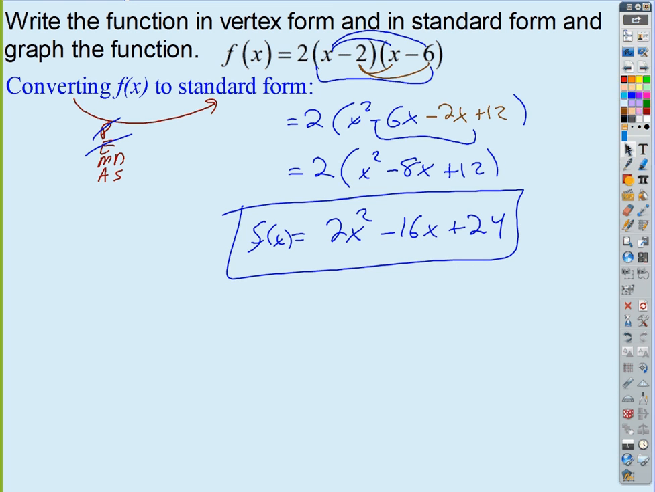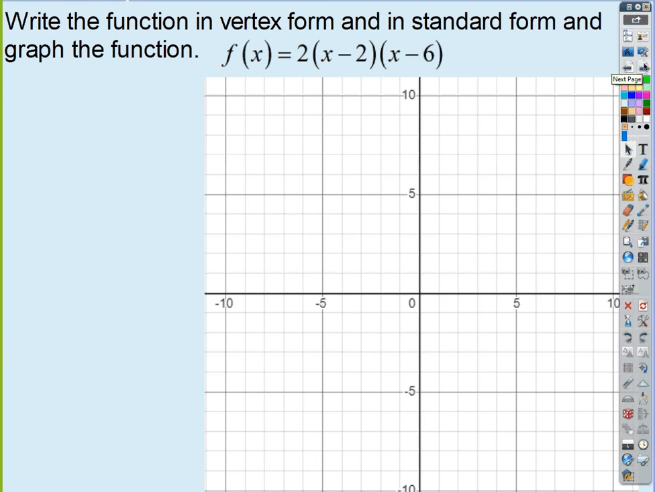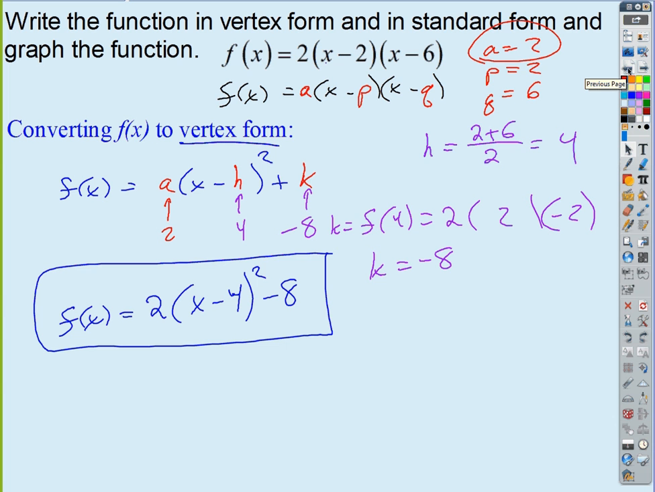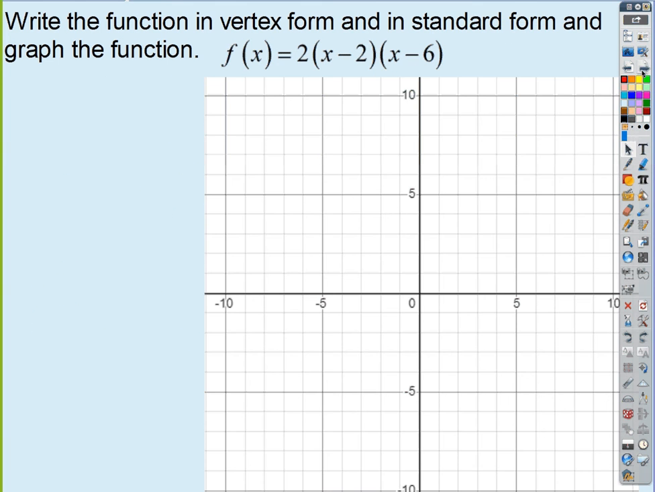All right, so what if we want to convert that to vertex form? Didn't we do that? Oh, now we're just graphing it. Okay, well, graphing it's easy, right? In fact, we already did all the work. Look, when we put this into vertex form, we averaged P and Q to find H, which was 4. We plugged that in to find K, which was negative 8. That's all we need, isn't it? So if we go to the graph, it was positive 4, negative 8, right?